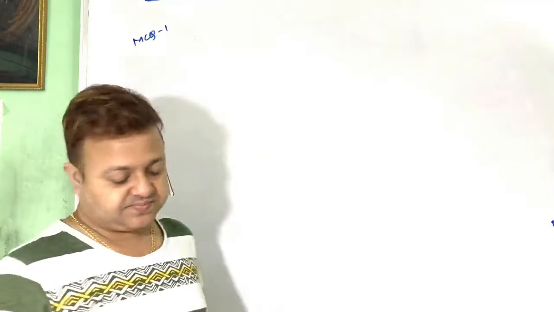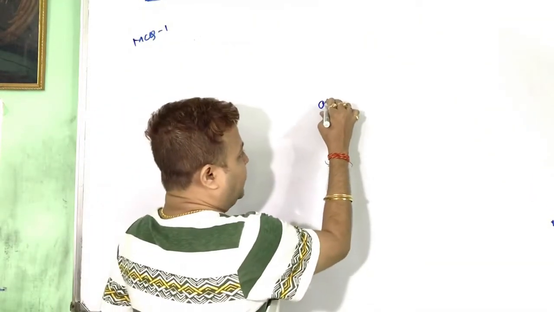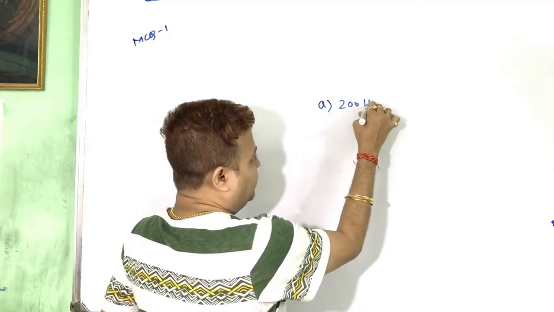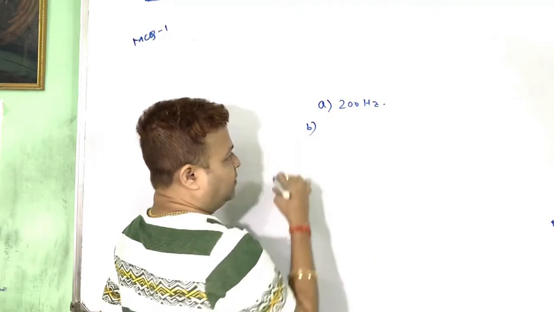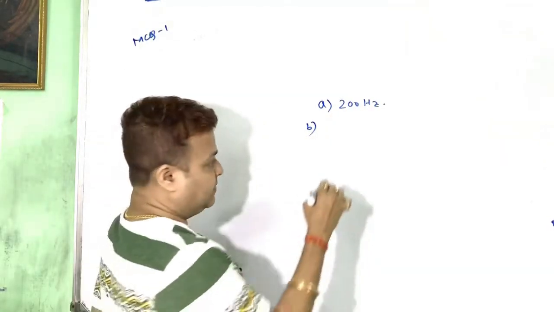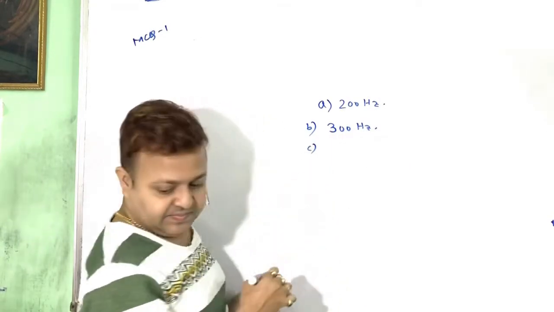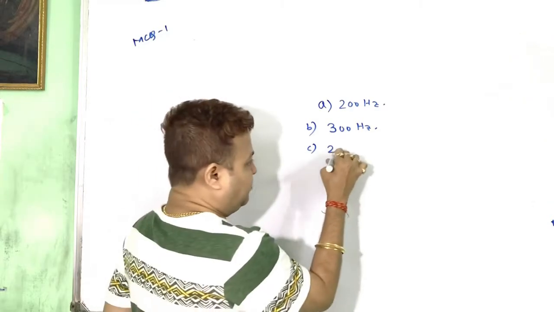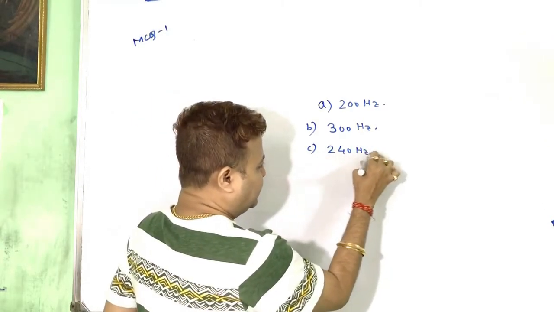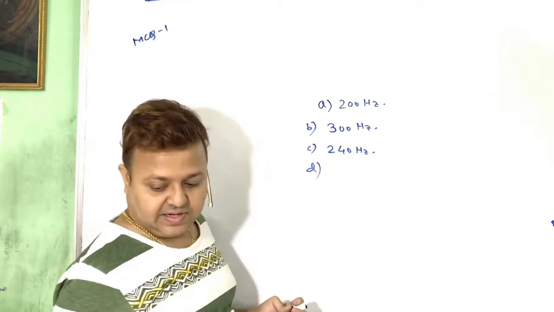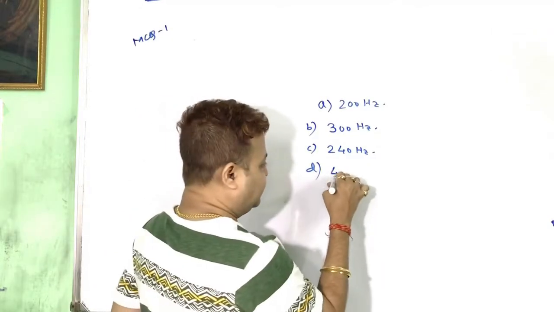So the fundamental frequency of the open pipe will be: option A 200 hertz, B 300 hertz, C 240 hertz, and D 480 hertz.